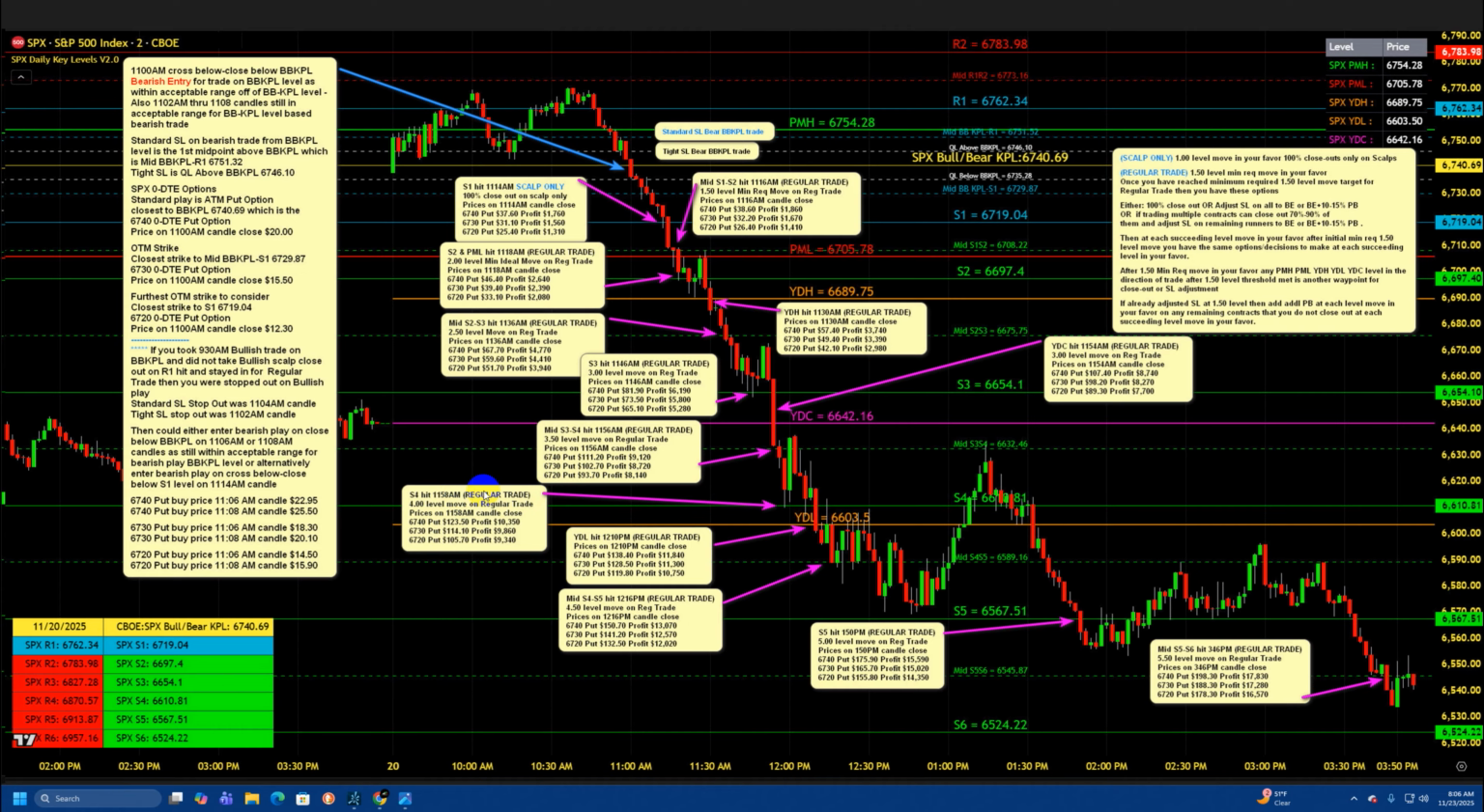Next, at 11:58 a.m., just the very next candle, here we have a touch of the S4 level in this candle. This is now a 4-level move from bull bear KPL to S4 on this regular trade. Price on the candle close, as you can see here, is less in your favor on this candle close. These prices, however, are in the candle close after it backs off.